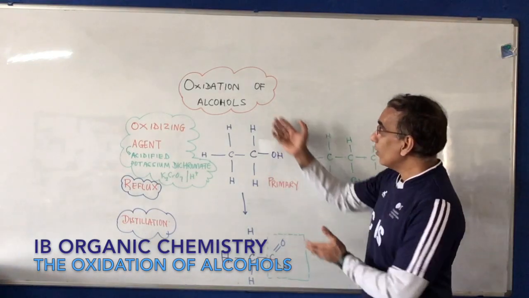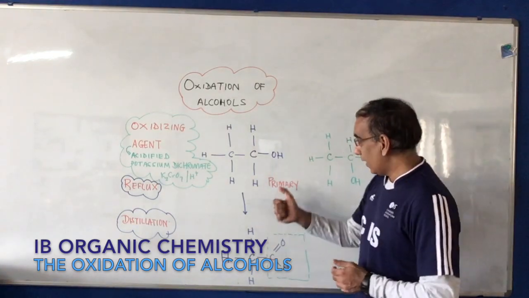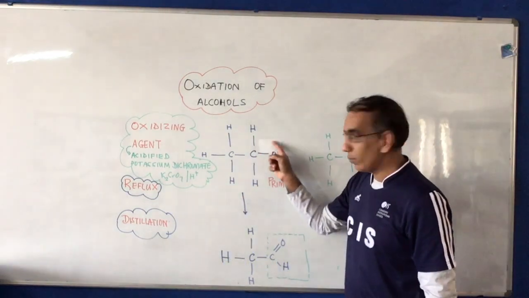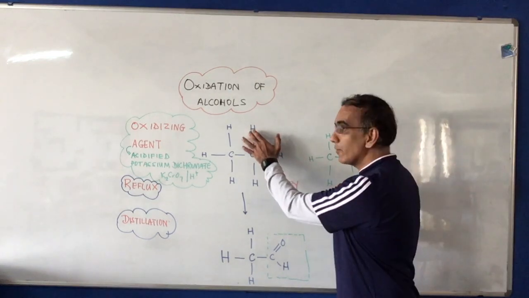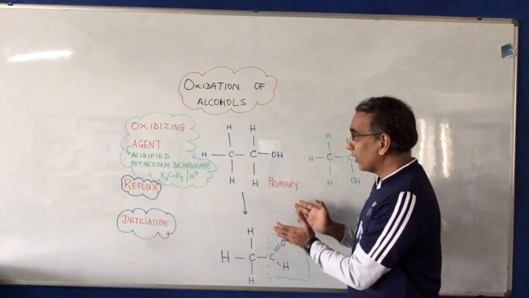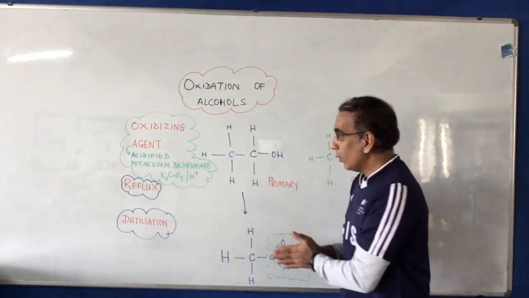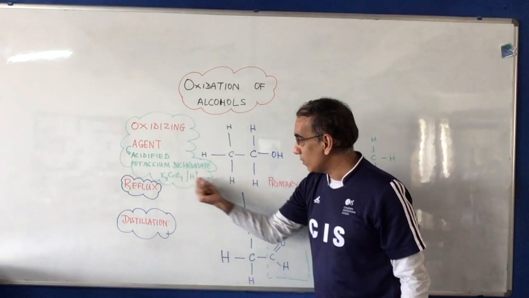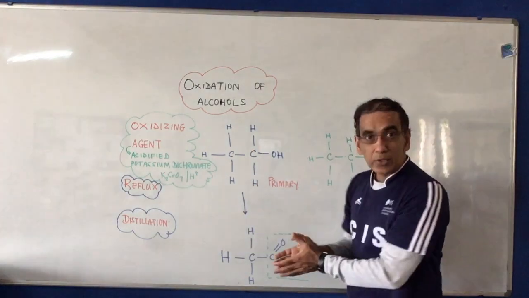And today, we look at the oxidation of alcohols, and I have here a primary alcohol, ethanol, with the OH group attached to carbon 1 and 2 hydrogens attached to this carbon, making this a primary alcohol. When this alcohol undergoes oxidation, we need to introduce an oxidizing agent, like acidified potassium dichromate, into the reaction vessel.